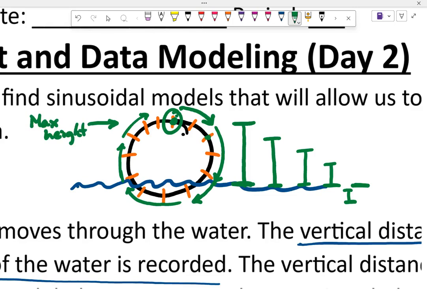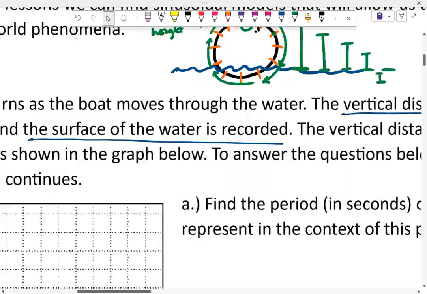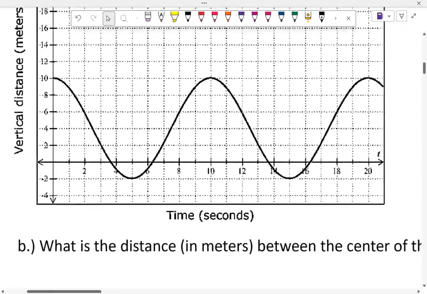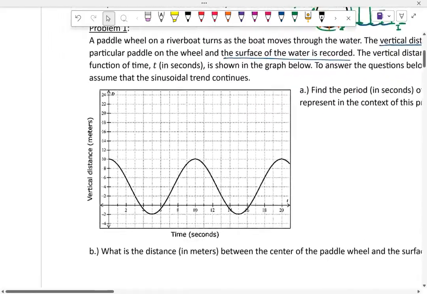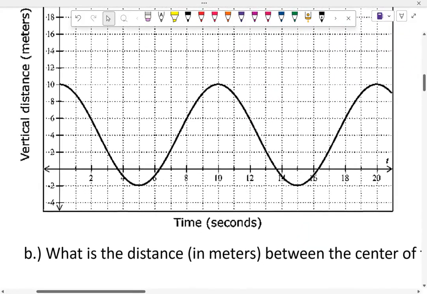But we have that max height. It reaches that, but then it goes down until it reaches a minimum height, which is negative, below the surface of the water. But then it goes back up to its max height, and then to the min height, and the max height, the min height. So we keep on bouncing back and forth between this maximum value and this minimum value, and that's what we have in our graph. Okay? So we keep bouncing back and forth. Okay, so we have this max here.